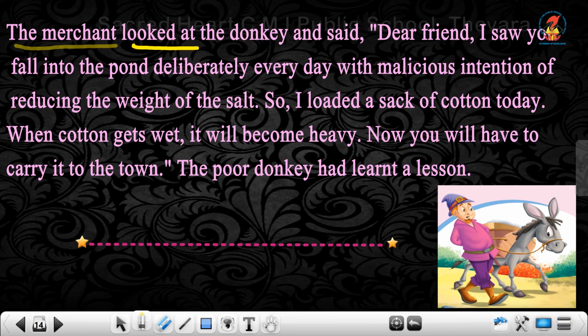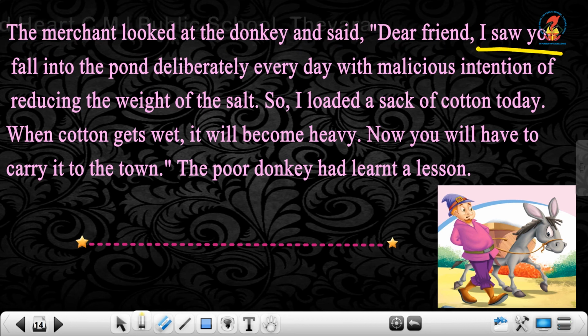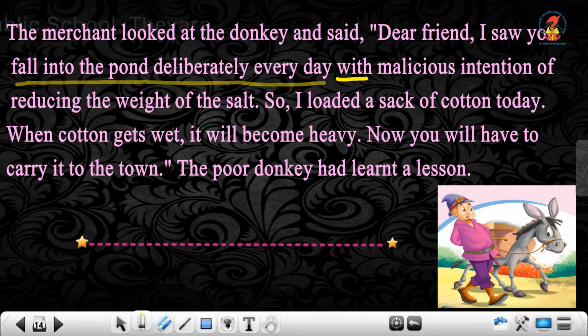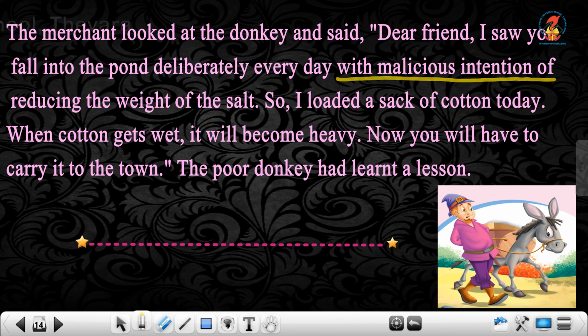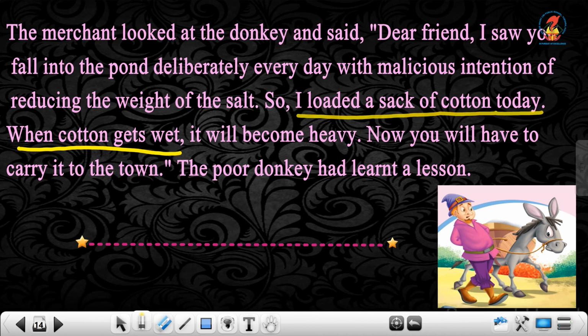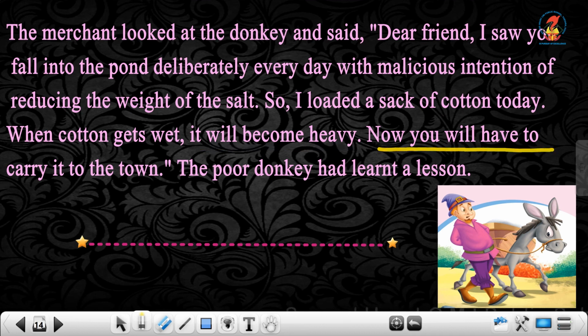The merchant looked at the donkey and said, "Dear friend, I saw you fall into the pond deliberately every day with the malicious intention of reducing the weight of the salt. So I loaded a sack of cotton today. When cotton gets wet, it will become heavy. Now you will have to carry it to the town." The poor donkey had learnt a lesson.